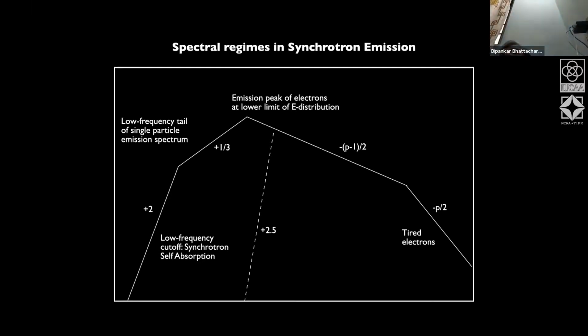If the source happens to become optically thick at the point where this dashed line intersects the solid line, then above that frequency you will have this nu to the power of minus (p minus 1) by 2 spectrum.